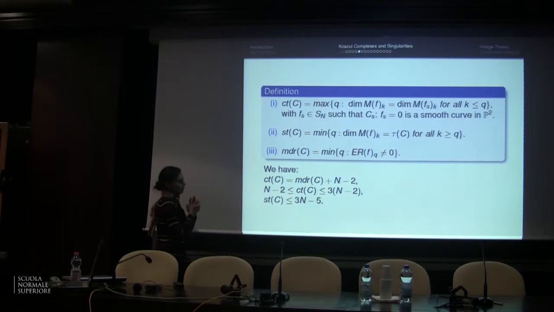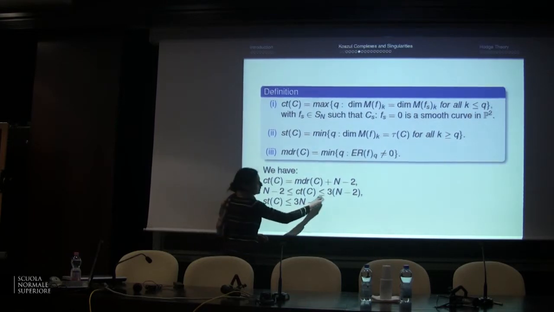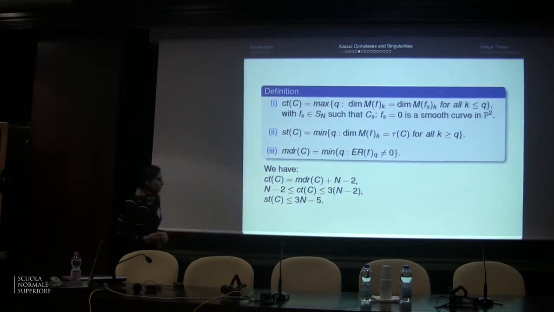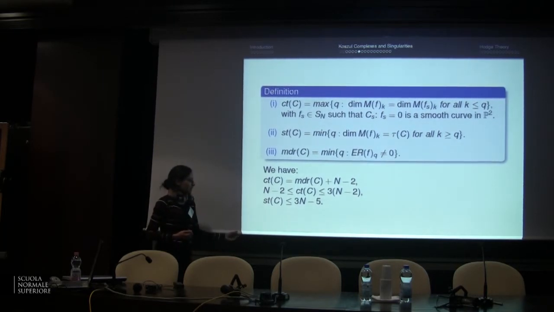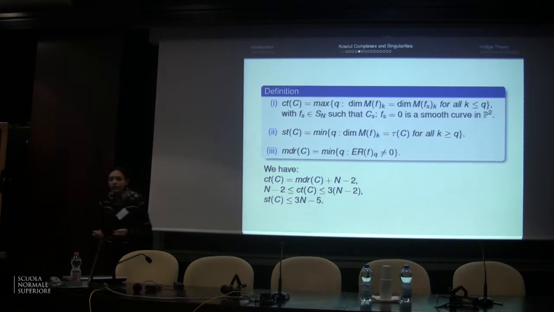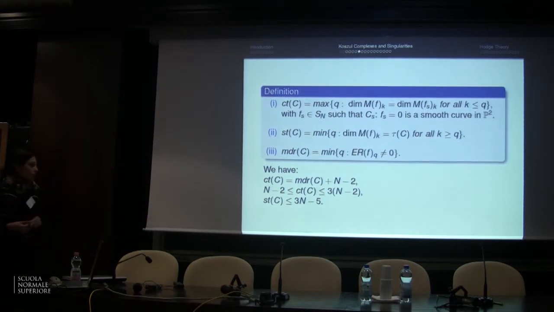are the same thing as homogeneous polynomial. And it's less than or equal to 3n minus 2. And the stability threshold is less than or equal to 3n minus 5. And this is by the result of Dieudonné and Dieudonné.